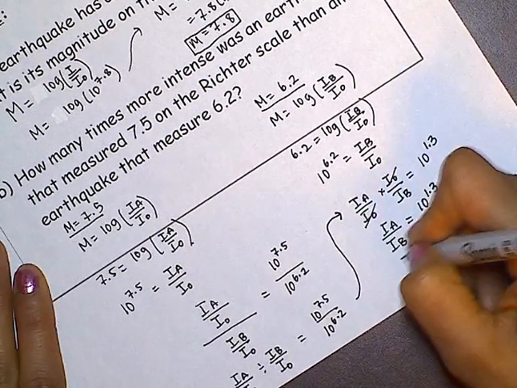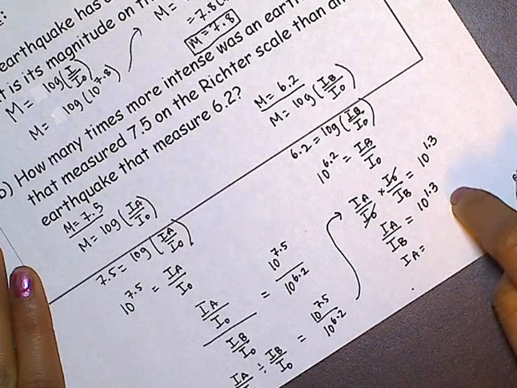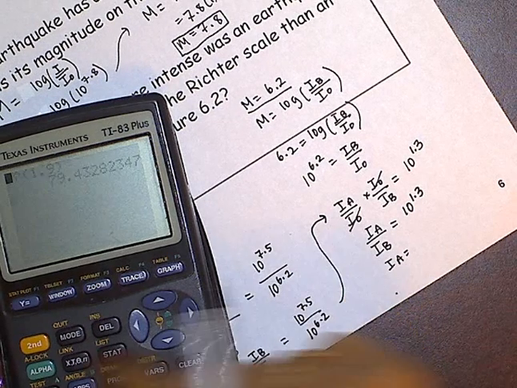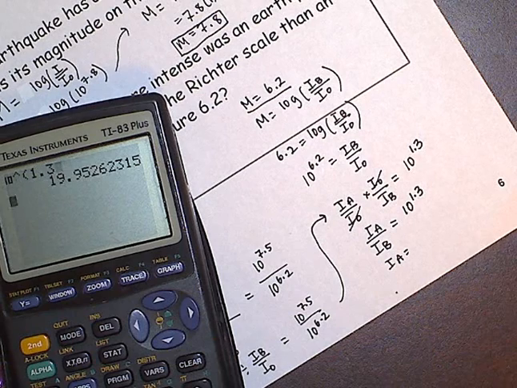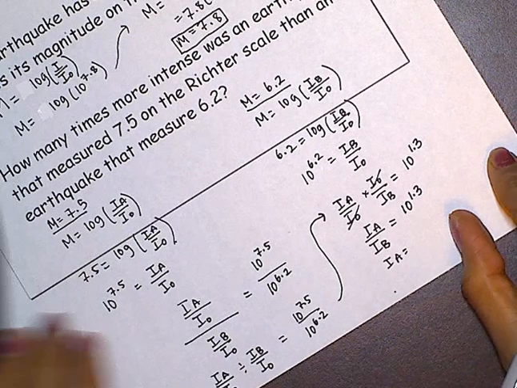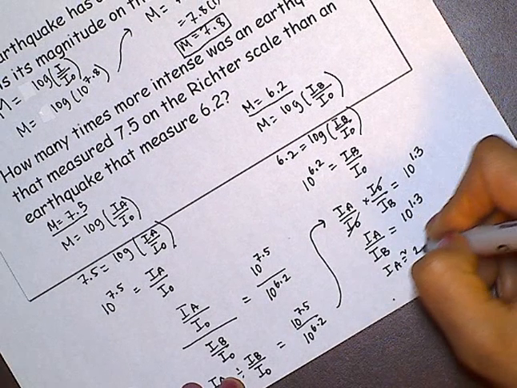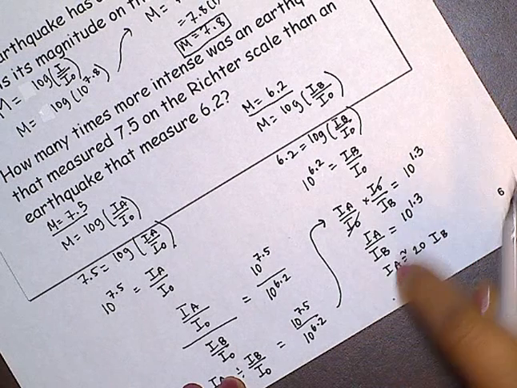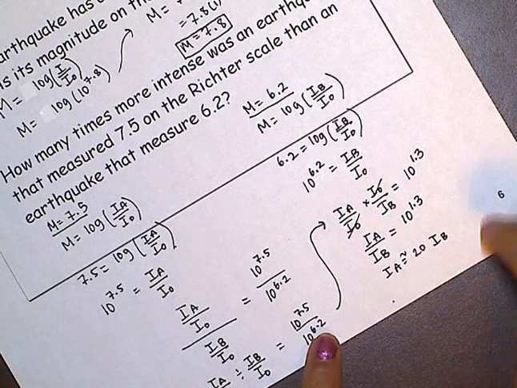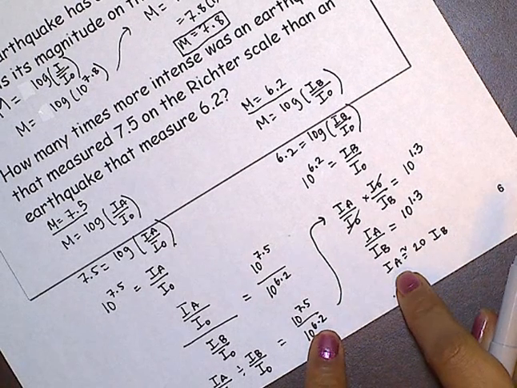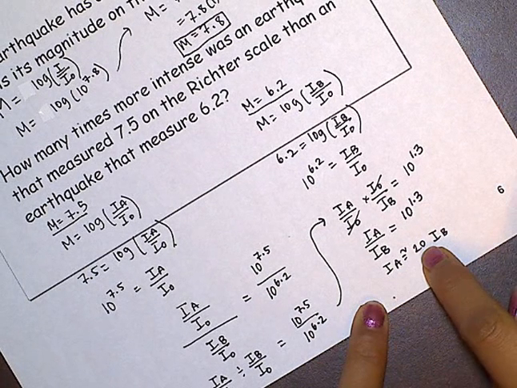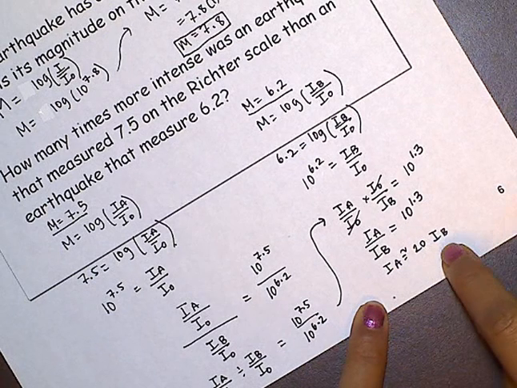If I plug 10 to the power of 1.3 into my calculator, that's 19.95. I'm going to round that to approximately 20. So approximately 20 times IB. The intensity for the earthquake with a magnitude of 7.5 is approximately 20 times more intense than the intensity of the earthquake with magnitude 6.2. So I'm going to write that out as the final statement.